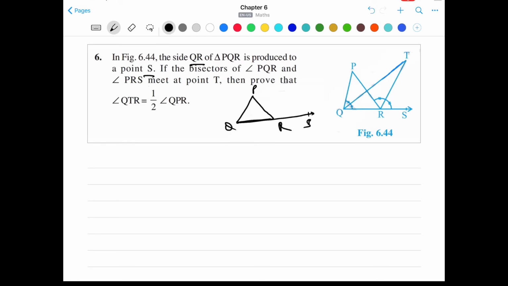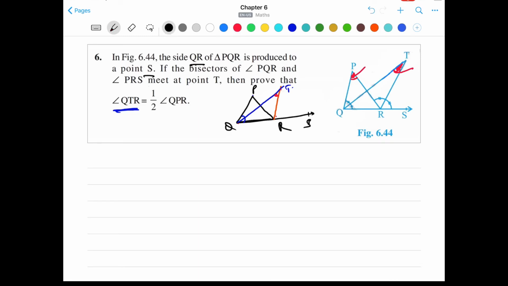Okay, then it says the bisector of angle PQR, this one, and the bisector of angle PRS, this one, when you extend them they meet at a point which is named T. Okay, now we have to prove that angle QTR, this part of the angle in this figure, is equal to half of angle QPR, this one. That's what we have to prove here.